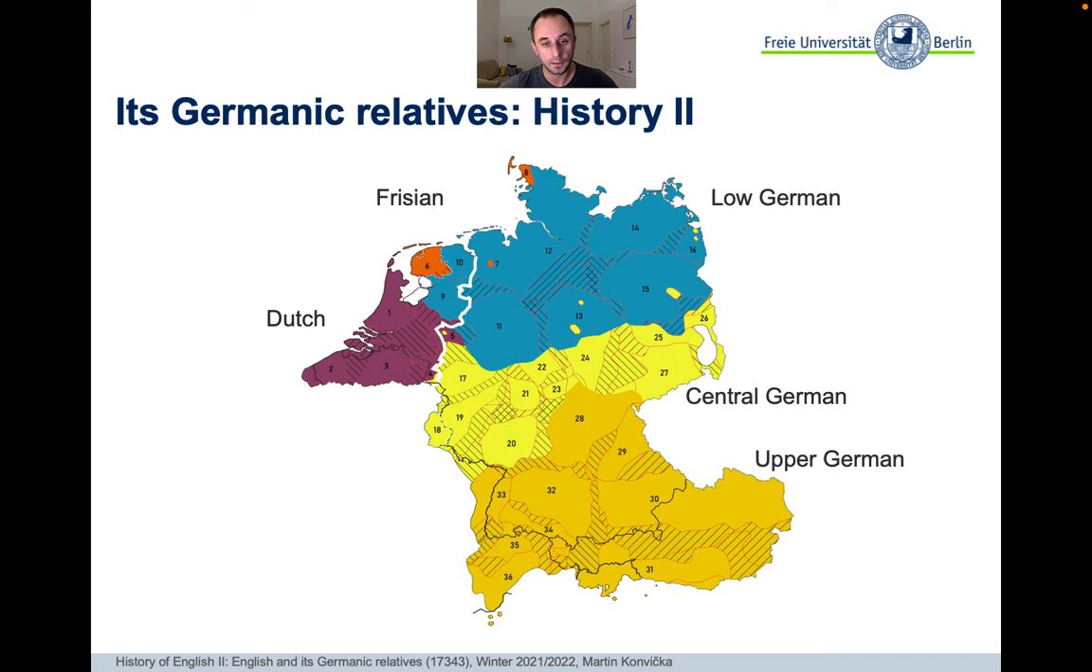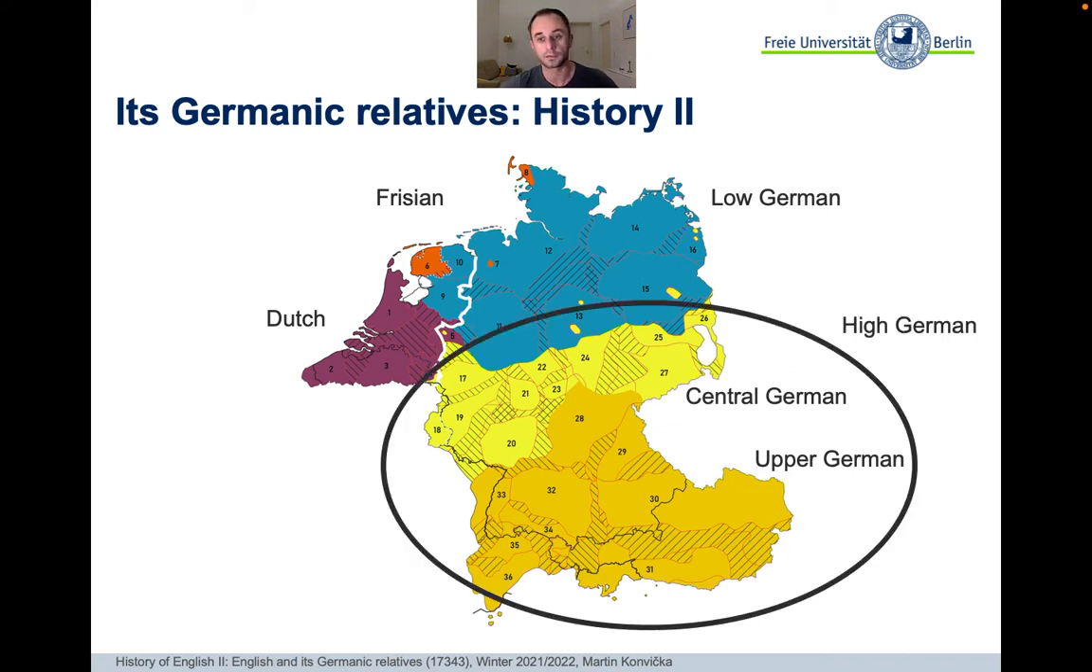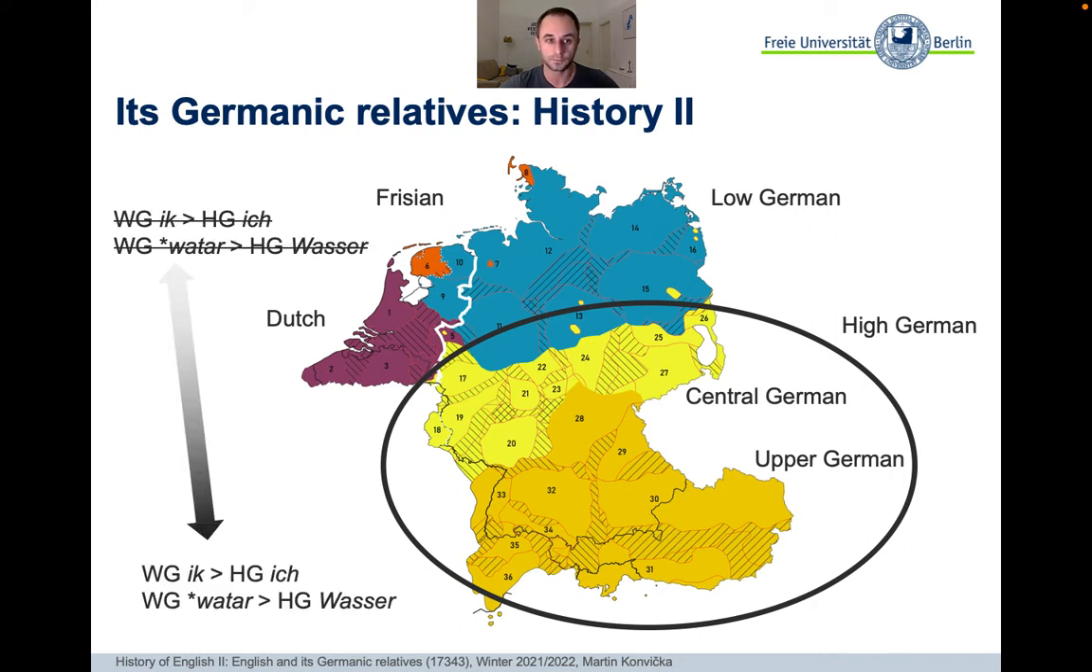In particular, the second consonant shift can quite nicely illustrate how these changes propagate throughout space. Because, as I said, this shift is sometimes called the High German consonant shift, because it mostly affected the Upper German regions, those in dark yellow, and Central German regions, the bright yellow. And Central and Upper German varieties are known as High German. So that's why it's the High German consonant shift.